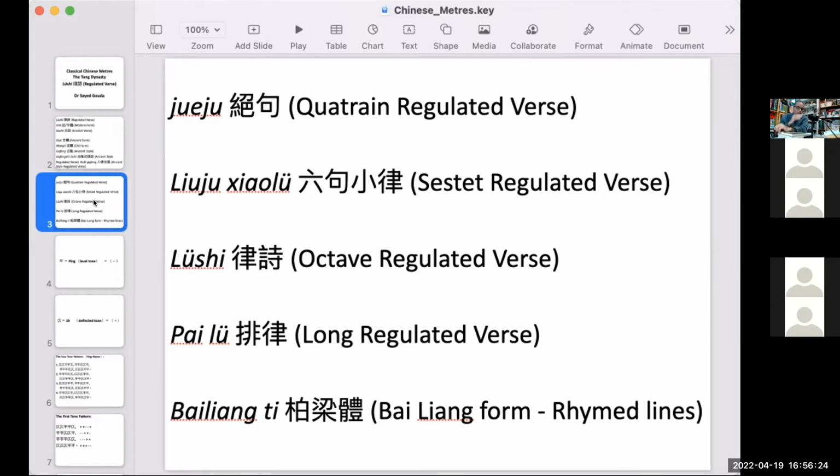Octave form, meaning eight lines. Lushi. And of course, all the others were used, but the lushi refers to the eight-line poem. Or pailü when it's more than eight, when it's 10 or more. And there is also this bailiangti, which is every line should be rhymed. It's called bailiangti.